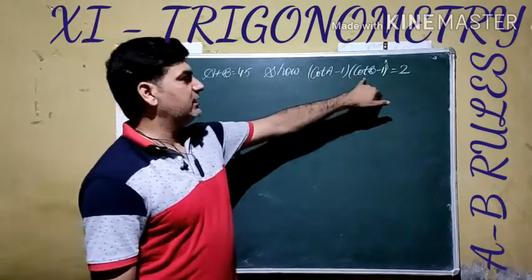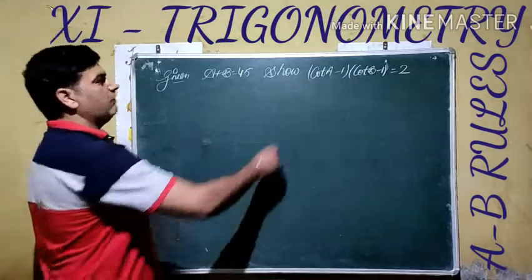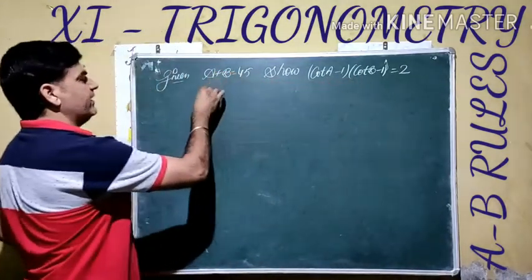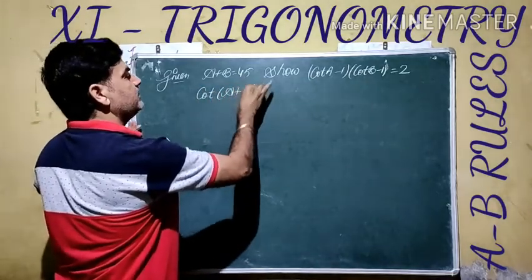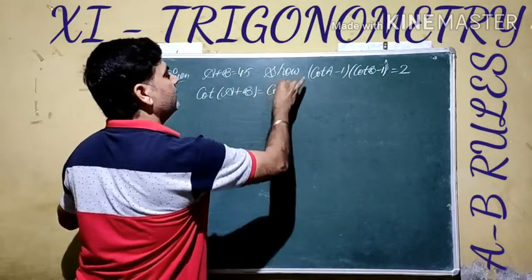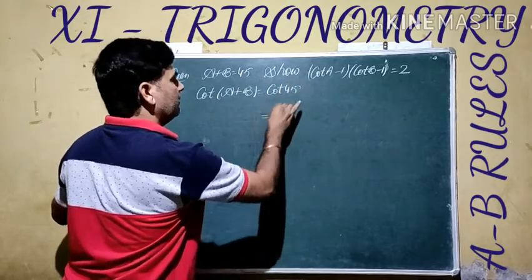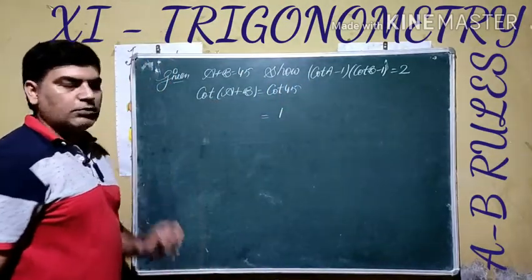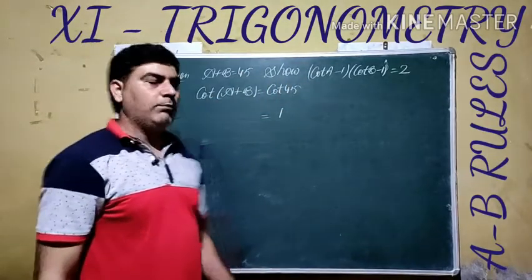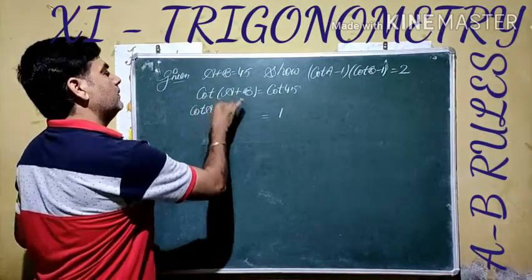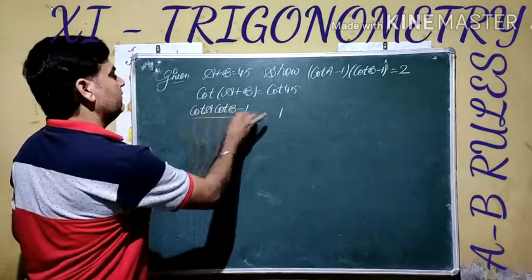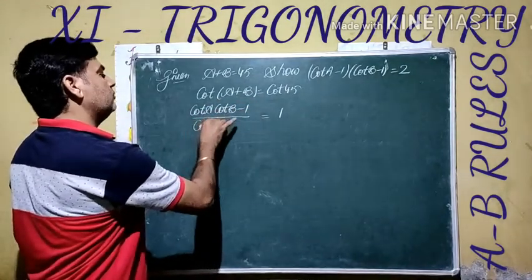If you see our result, we require cotangent functions. So we are taking cotangent on both sides. So we get cot(A plus B) is equal to cot 45. Cot 45 from the table is 1. Now we need the cotangent rule in the case of A plus B form. It is given by cot A cot B minus 1 divided by cot B plus cot A.